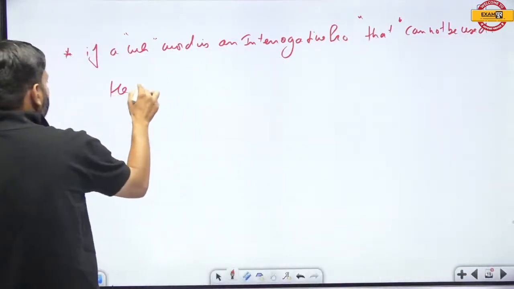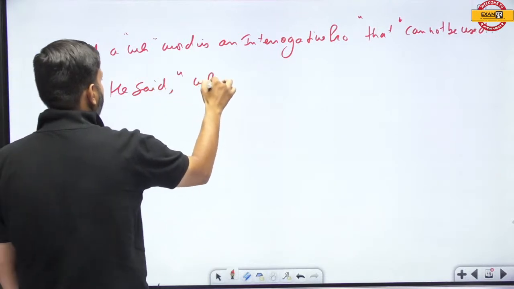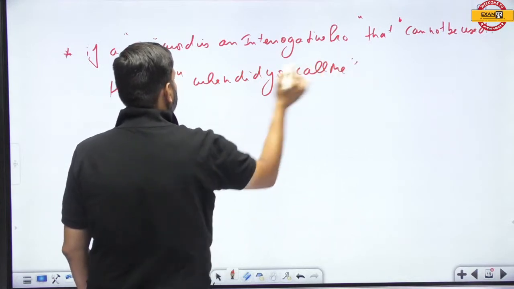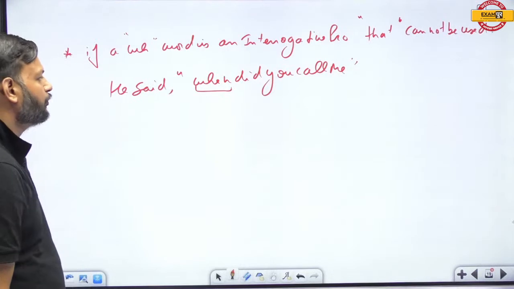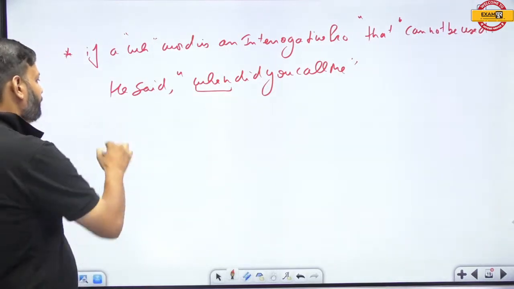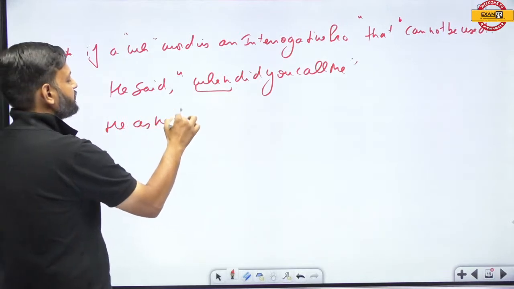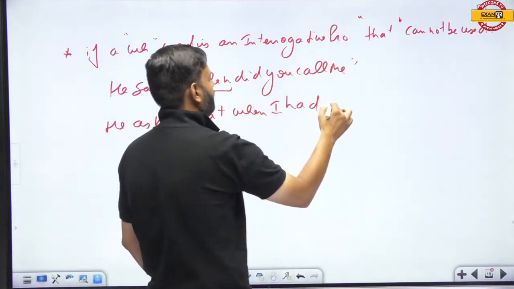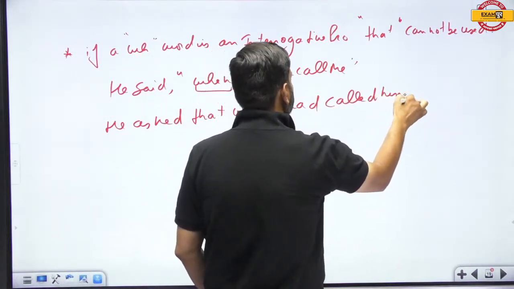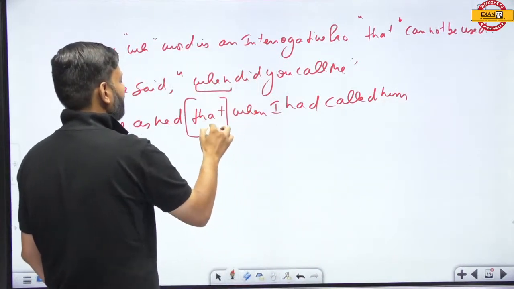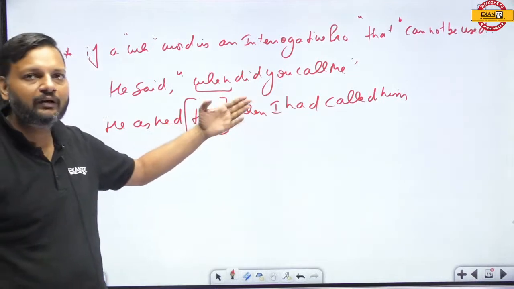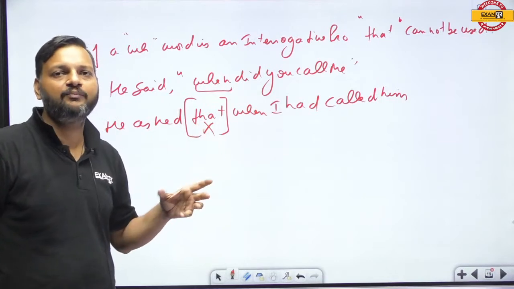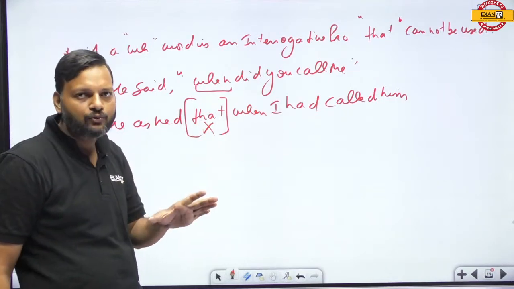For example, he said, when did you call me? Here when is an interrogative pronoun. So in this sentence you cannot use that. He asked that when I had called him. In this sentence, the use of that is wrong. Only when will be used, because here when is an interrogative pronoun, and with an interrogative pronoun you cannot use that.